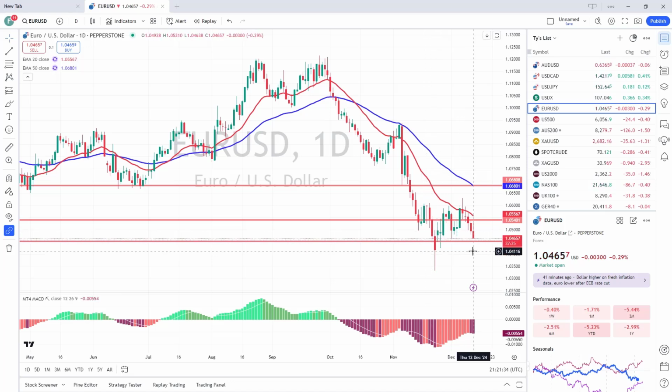So if we get a daily close below the 104, that would be my trigger point to start aiming lower on the Euro USD. If we get a close below that, then we start to really get a bit more excited about a long-term short.